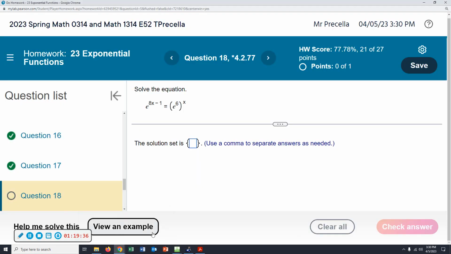So when we look at that problem that was just showing up there, that equation, for a moment it looked terrible. There it is. This is number 18. Let me write it down. e to the 8x minus 1 is equal to e to the 6th all raised to the x power.